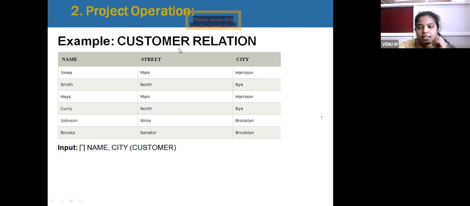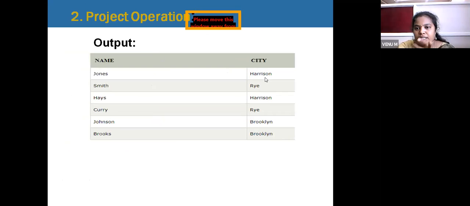Okay, next, customer relation. So here you have to display what? Customer name and customer city where he lives. That's enough. Street is not needed. I don't want a street name, only name and city name. So that's why we are giving these attributes from that customer list. This will give the output like this, name and city only.